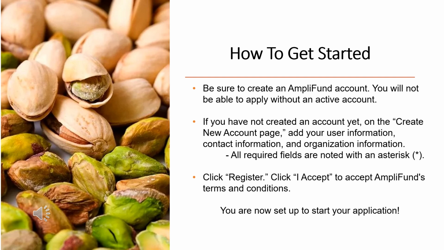If you have an account, use your credentials to log in and begin your application. If you are a new user, follow the directions to add your user information, contact information, and organization information. All required fields are noted with an asterisk. Once your information is complete, click on the Register button on the bottom of the page to the right. You will also have to accept Amplifund's terms and conditions. After accepting, you will be all set and prompted back to the application.